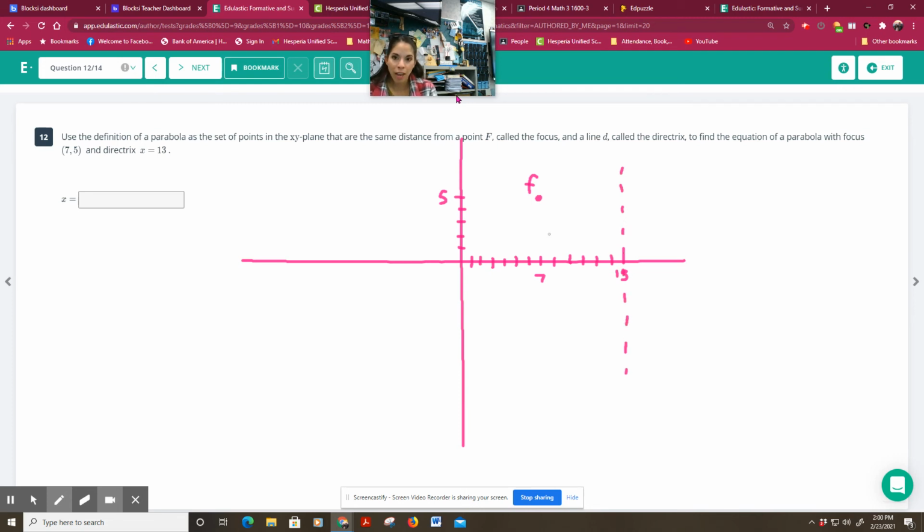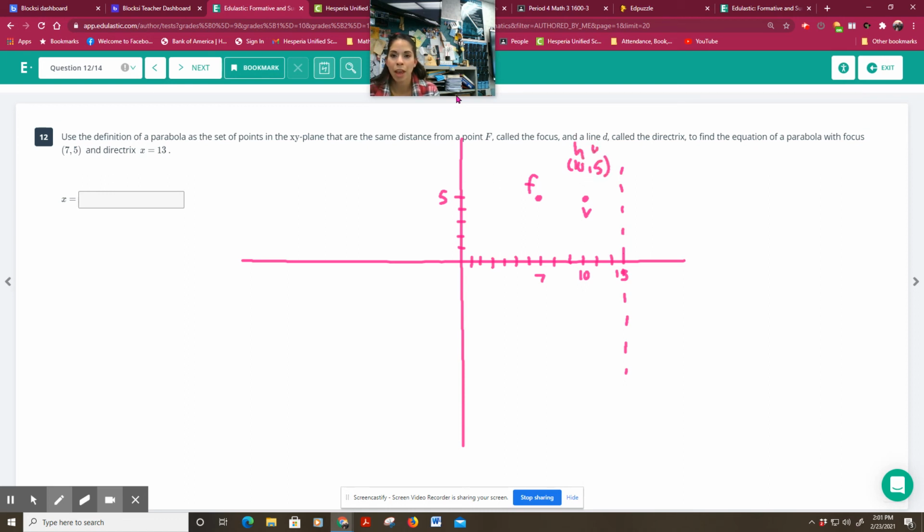So the vertex is always in front of the directrix and surrounding the focus. So that means the vertex is in the middle between the focus and the directrix. So between 7 and 13, that's what, 6 units? Half of 6 is 3. 1, 2, 3. So my vertex must be here, 8, 9, 10. So that's at the coordinate 10, 5.